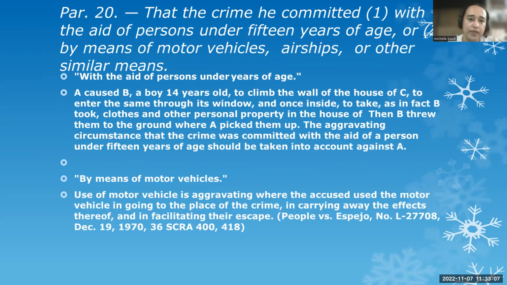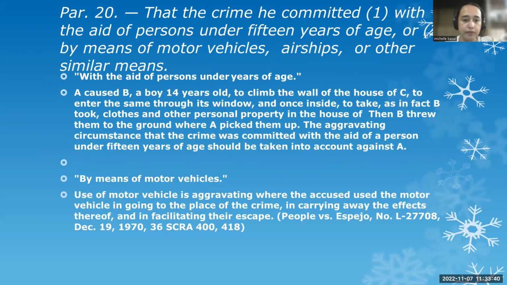Okay. Paragraph 20, that the crime be committed with the aid of persons under 15 years of age or by means of motor vehicles, airships, or other similar means. So number one, with the aid of persons under 15 years of age. A caused B, a boy 14 years old, to climb the wall of the house of C to enter the same through its window. And once inside, to take, as in fact, B took clothes and other personal property in the house of C.